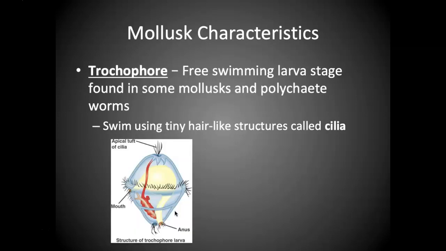Okay, one characteristic that goes along with that reproductive system is going to be the trochophore. The trochophore is going to be a free-swimming larva stage found in some mollusks and also in some polychaete worms. We talked about polychaete worms in our simple invertebrates. They're these little tiny structures that have little hair-like structures called cilia in order to swim throughout the water. But this is one way that they could actually reproduce as well.